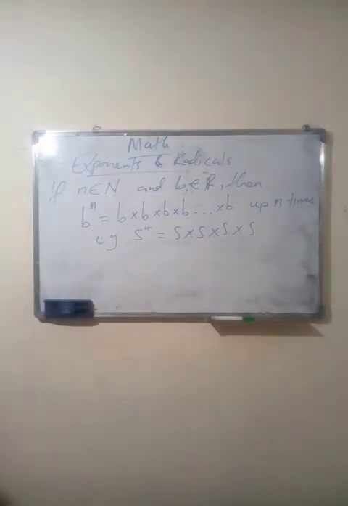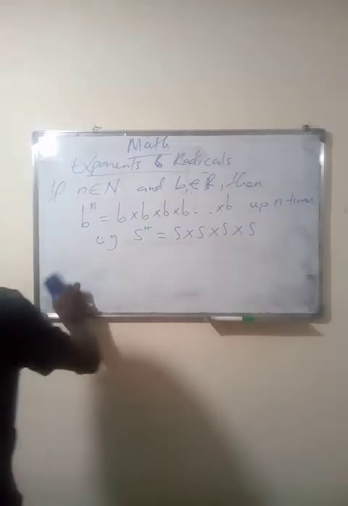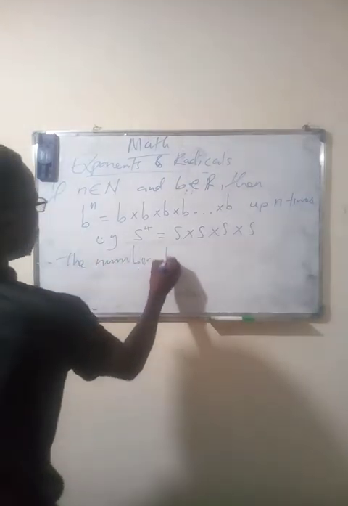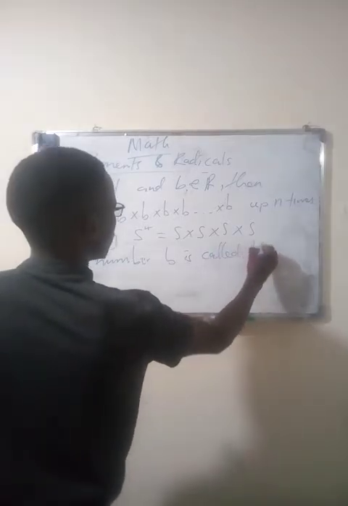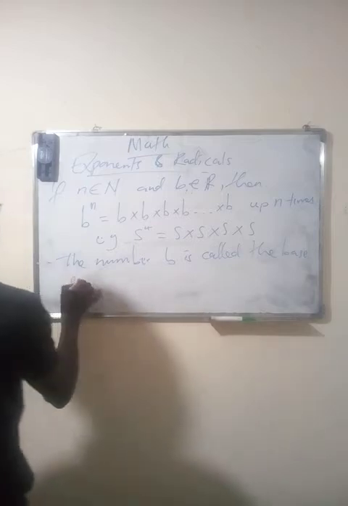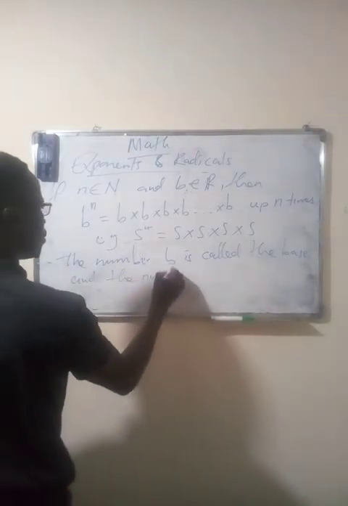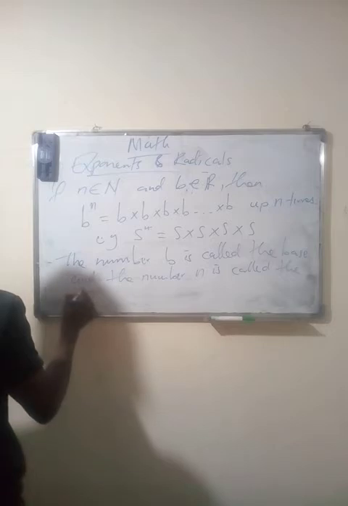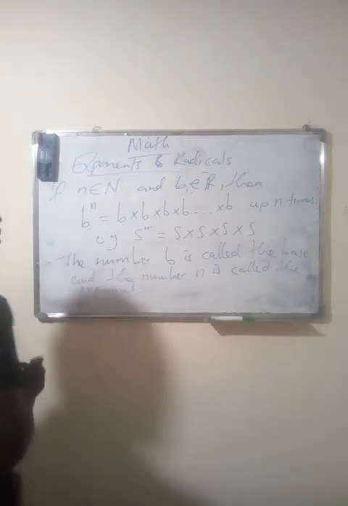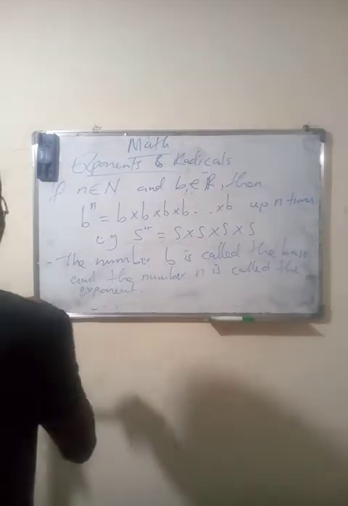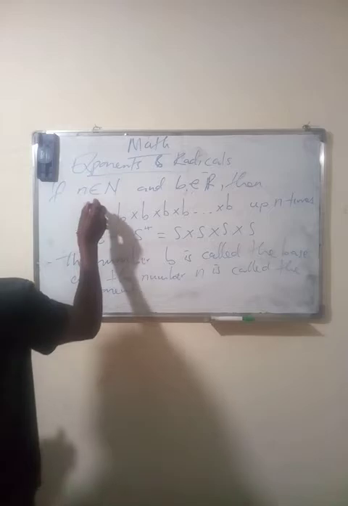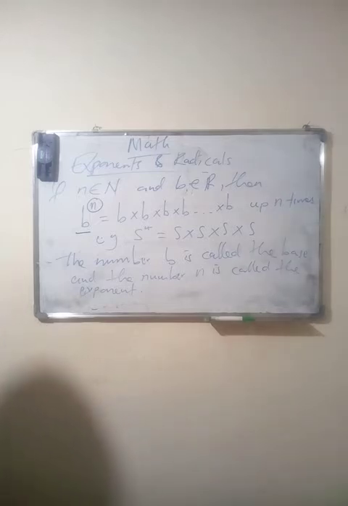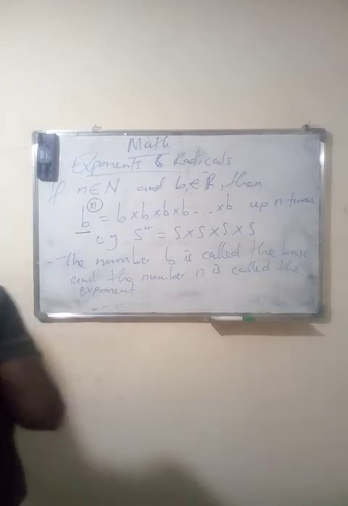Now, in this case, the number b is referred to as the base, okay? So the number b is called the base, and the number n is called the exponent, right? The exponent. So the number b here is the base, okay? So this is the base, and then this is the exponent, right? So now we need to look at properties of exponents, all right? What are some of the properties of exponents that we can look at, right?